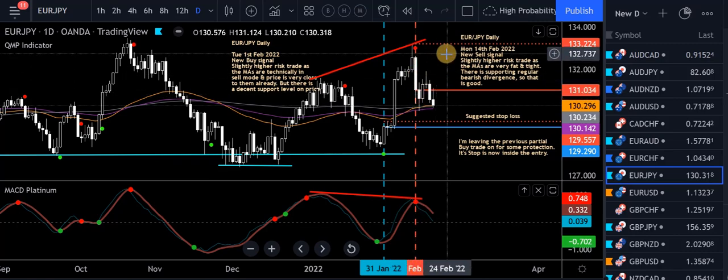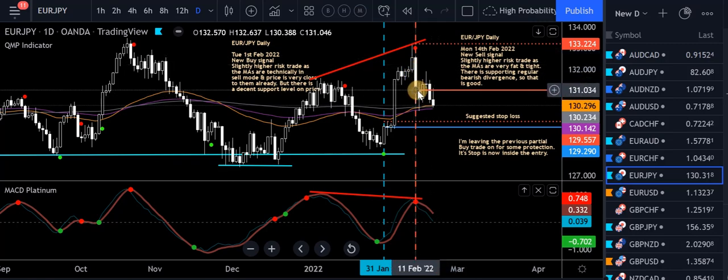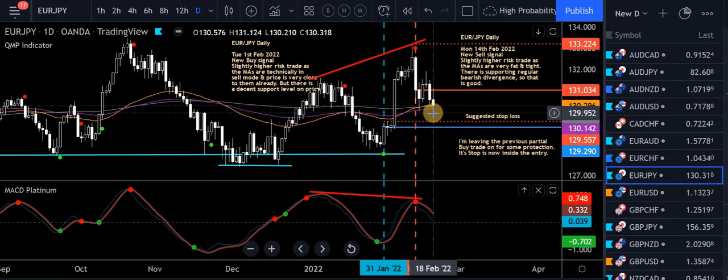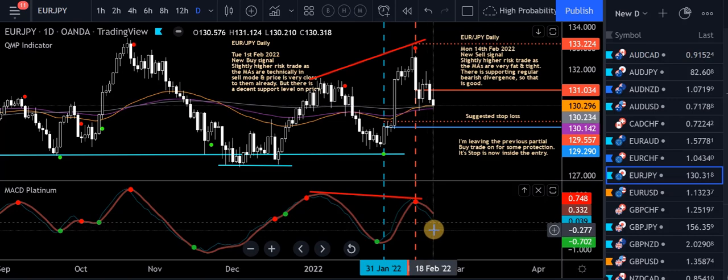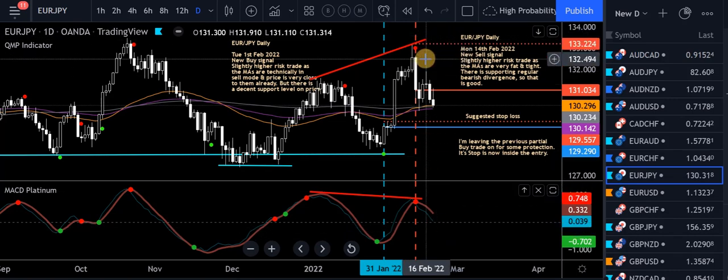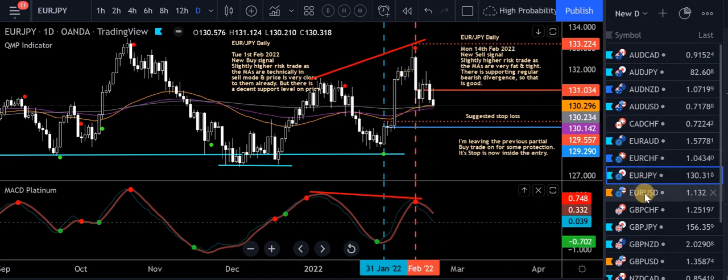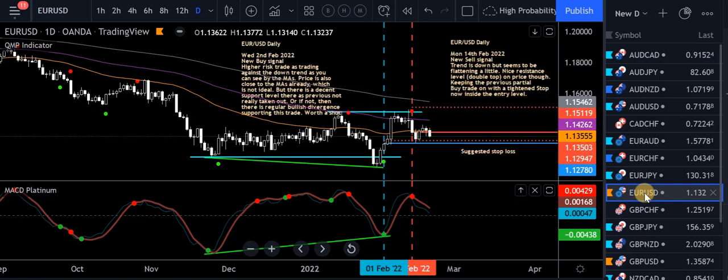The sell was on the 14th of Feb on Monday. Went in my favour straight away, then went against me, and they're coming down nicely. So we're going good there. MACD platinum just above the zero level. Probably give it one more day, and I'll probably drag that stop down above this high somewhere or something like that. Euro USD, highlighted in orange for a reason.